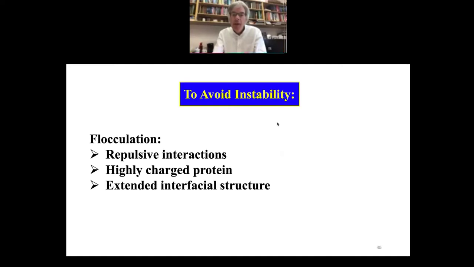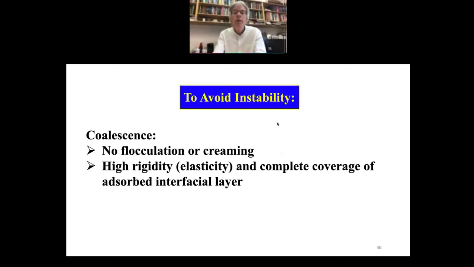With flocculation, we want to keep those particles apart from each other and not lead to those flocs. So repulsive interactions, highly charged, extended interfacial structures, those will keep the droplets far enough apart that they won't form those weak flocs. And then with coalescence, a high elasticity and complete coverage of that adsorbed interfacial layer. So there's not any areas where you've got thin coverage that may lead to touching and fusing of the internal material.